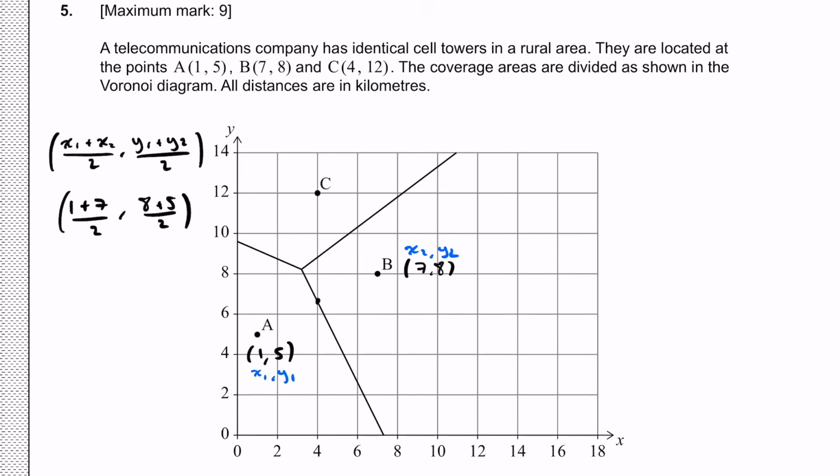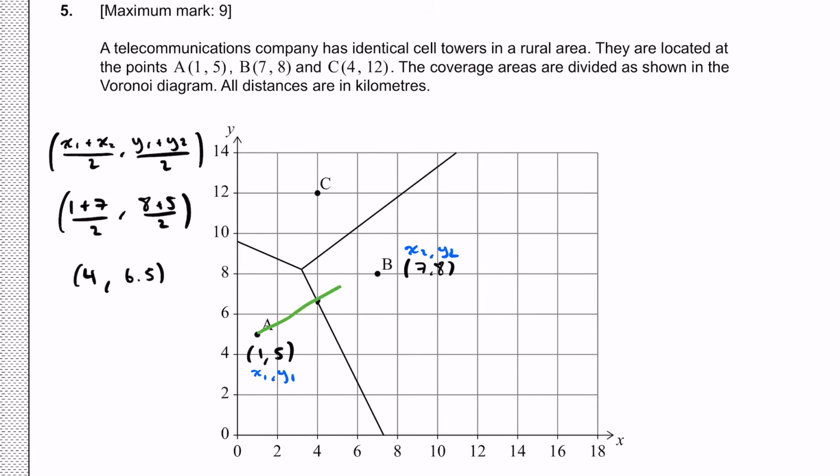All right, this is going to be 8. 8 over 2 is equal to 4. And this is going to be 13. 13 over 2 is equal to 6.5. Okay, so that would be our midpoint. We might want to keep this as a fraction, but we'll see. Okay, so now what is our next step?